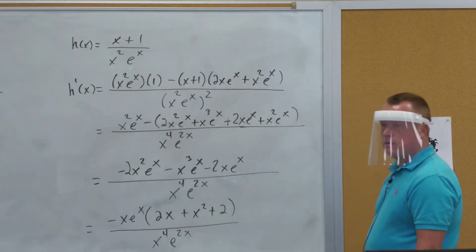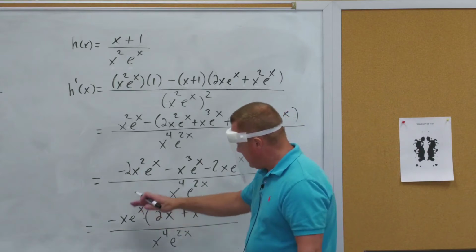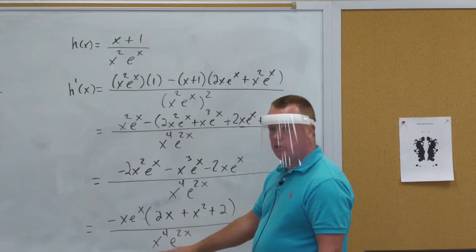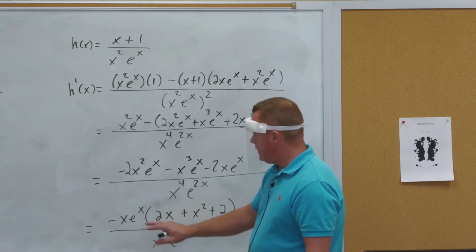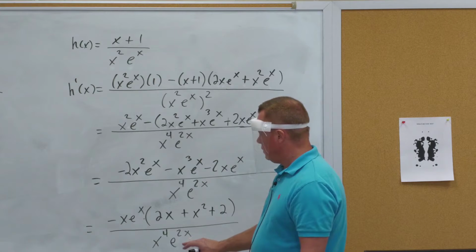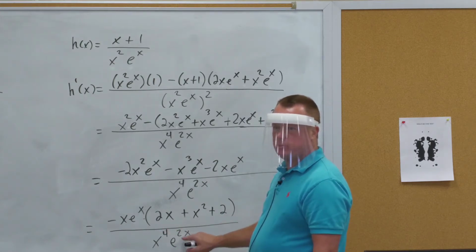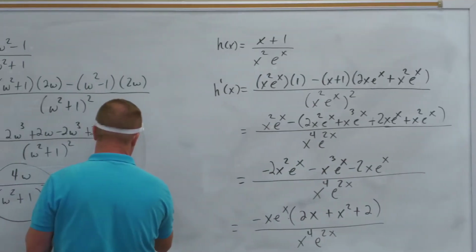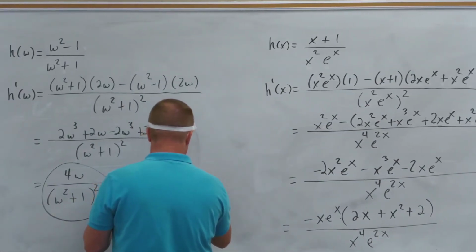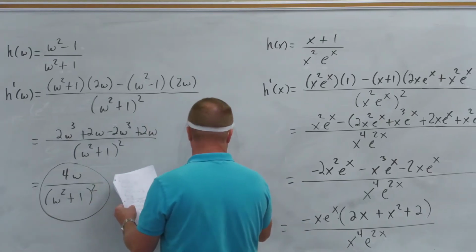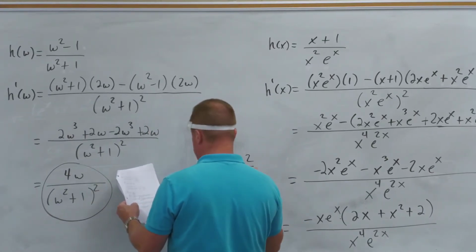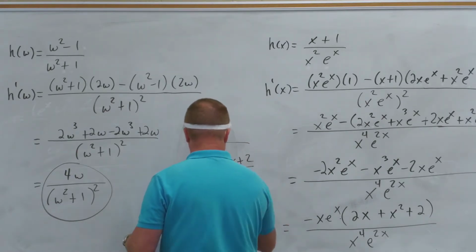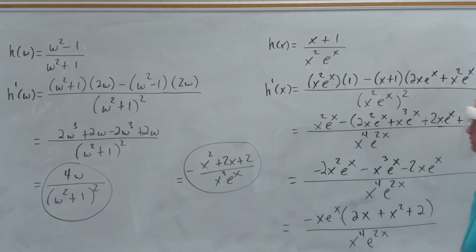Okay. And now that I've got multiplication here, I can divide these out a bit. So my x divided by x to the fourth, that'll give me an x cubed in the bottom. x e to the x divided by e to the 2x would leave me with an e to the x on the bottom if I subtract 2x minus x. So my answer then would be, over here, negative x squared plus 2x plus 2 over x cubed e to the x. That would be a nice reduced form for that derivative function.